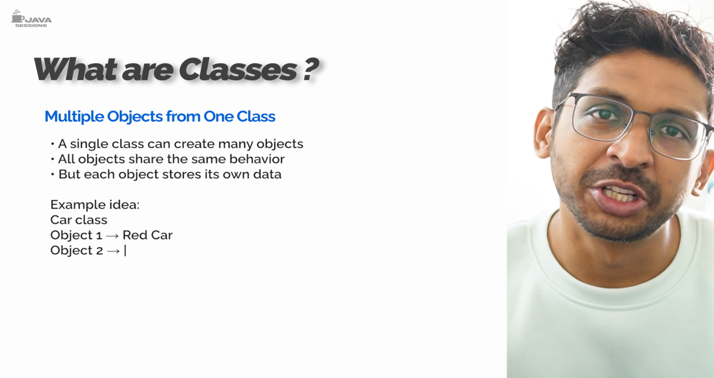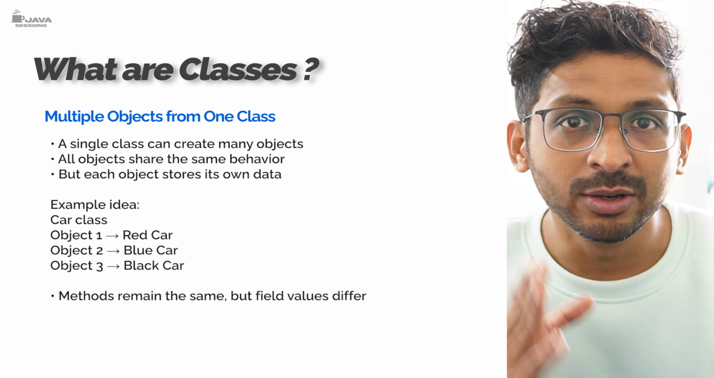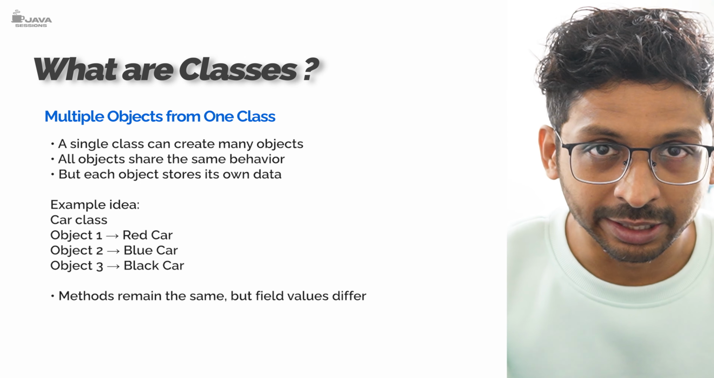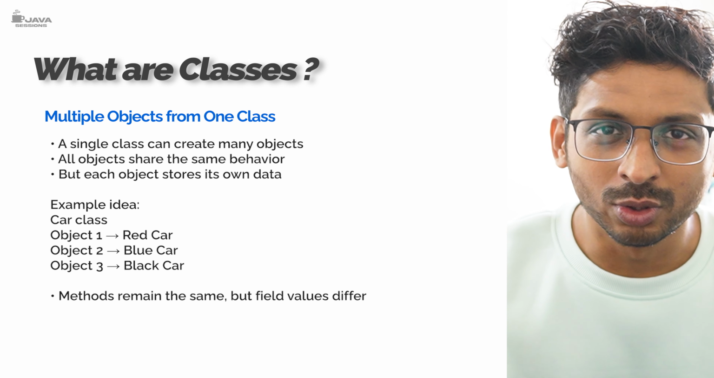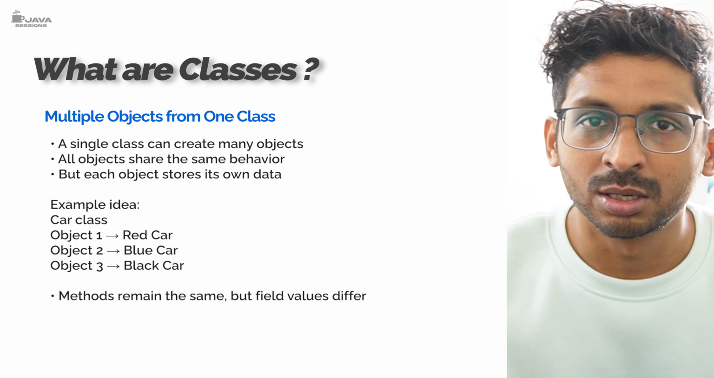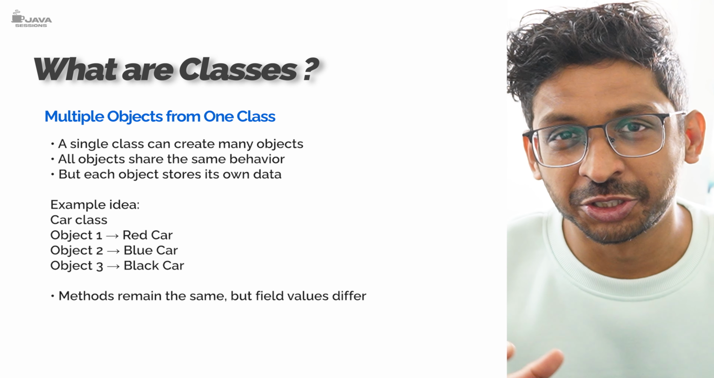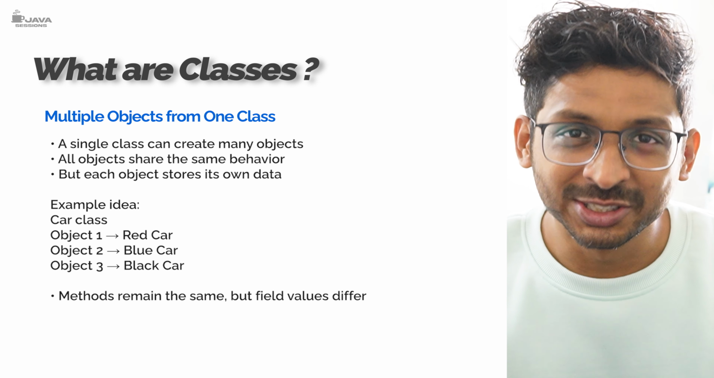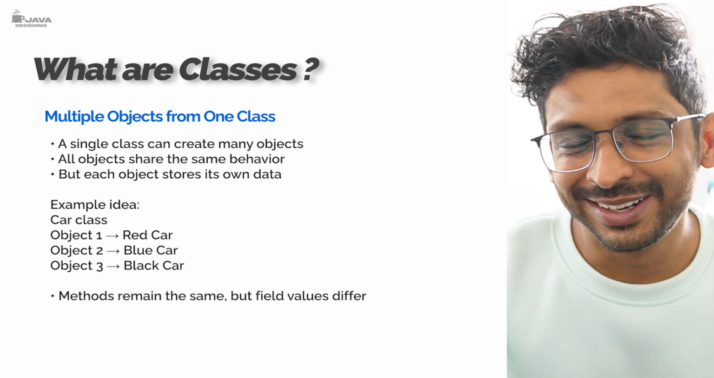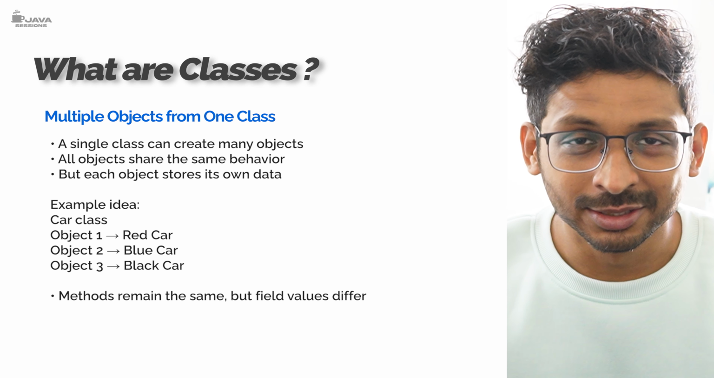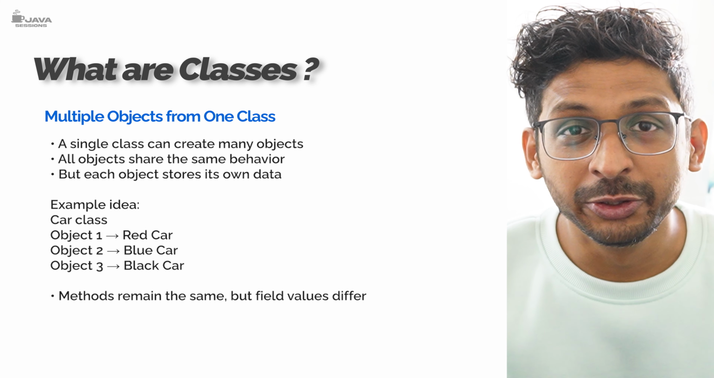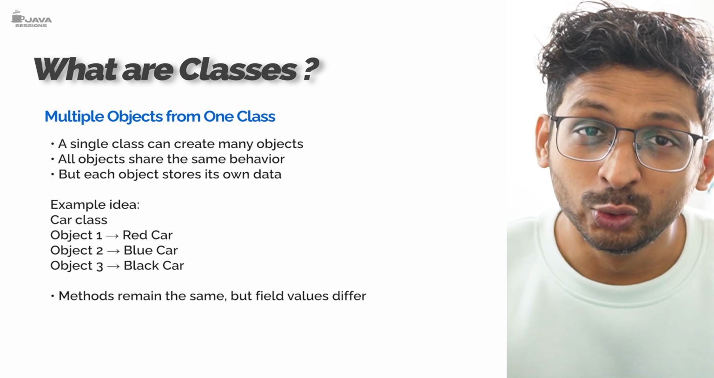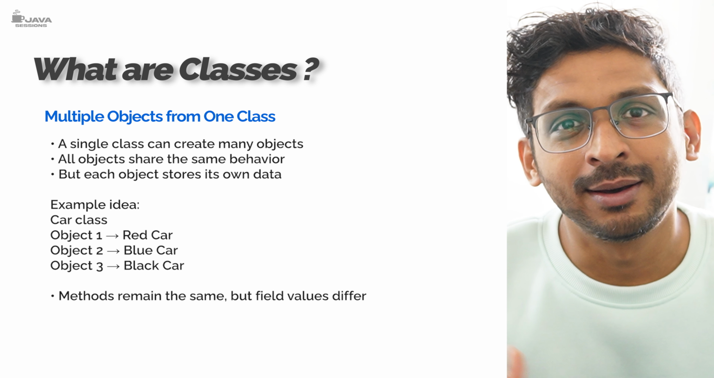Each object will be sharing the same behavior, but it can hold its own unique data. For example, we can create two cars from a single car class. Both of the cars are going to share the behavior, that is drive, stop, accelerate, but it is possible that one car could be red and the other car could be white. That is, the methods are going to be the same, but the values stored for each object are independent from each other.